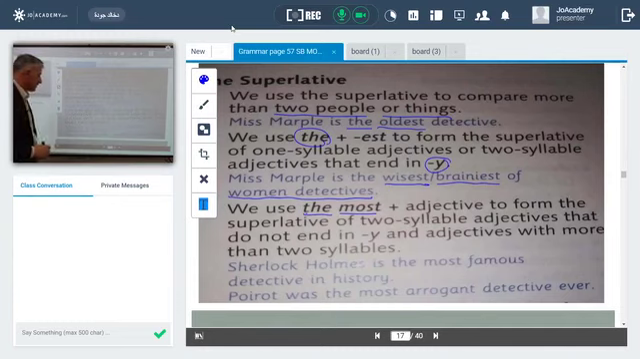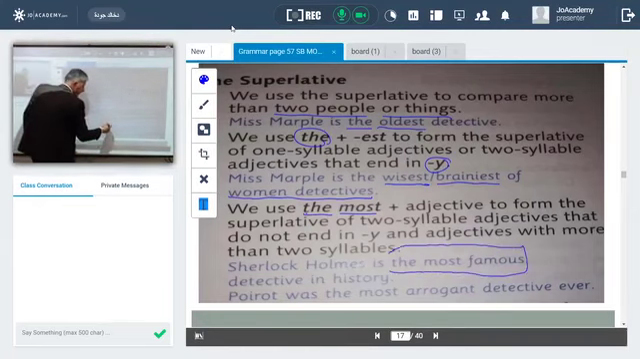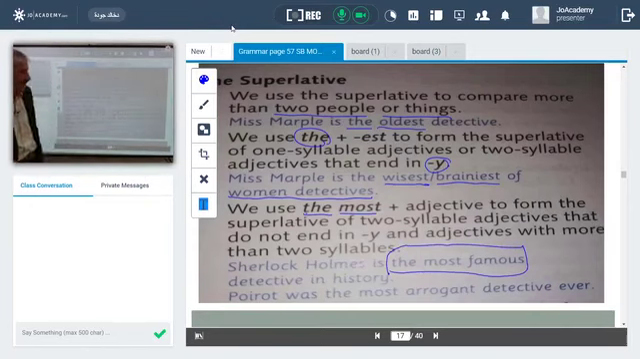Let's see the example. Sherlock Holmes is the most famous. Here we have the adjective famous and we added the most: the most famous. So Sherlock Holmes is the most famous detective in history. He compared Sherlock Holmes with all the detectives in history and said he is the most famous detective in history. So here it's comparing Sherlock Holmes and the rest of the detectives in the world.